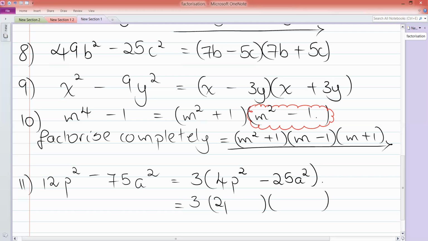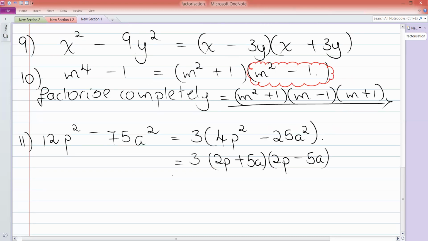2p. Oh yeah, I still have the plus. Okay, plus, and then one's minus. Yep. 5a. Well done. Brilliant.